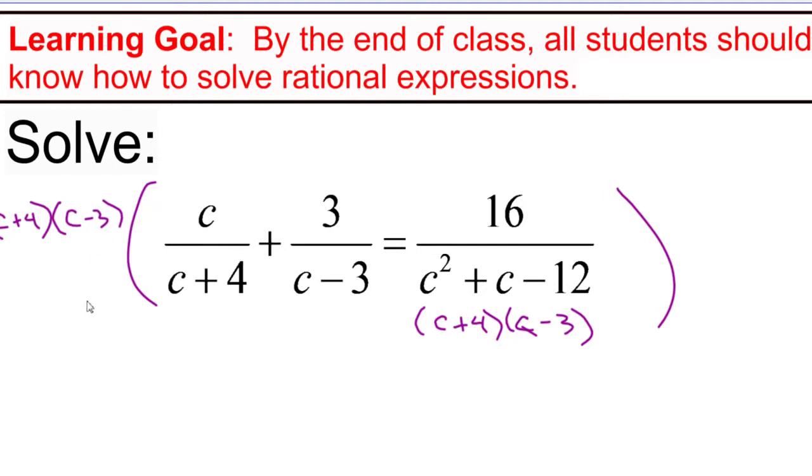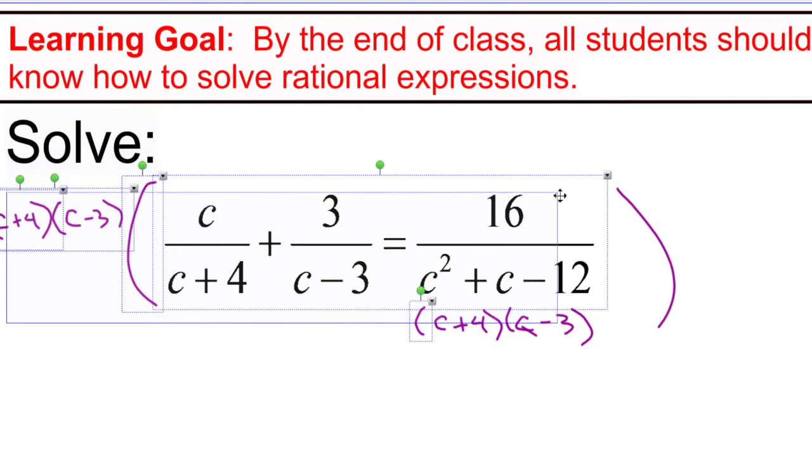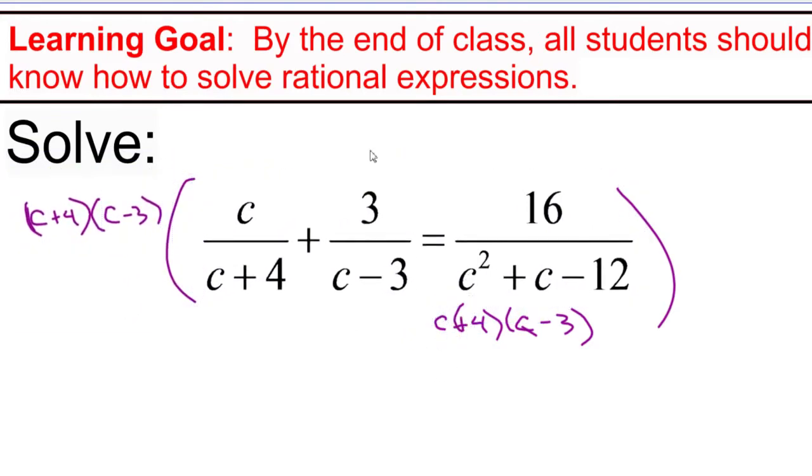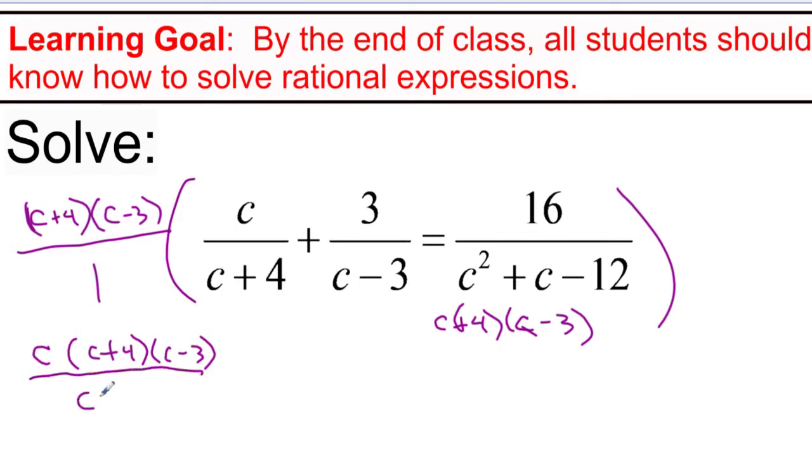Okay, so let's take a look. Let me move this over a little bit, okay, so that we can see all the values. Okay, so what we're going to do now is we're going to multiply. I'm going to say, all right, if I multiply c plus 4 times c minus 3 times this expression, here's what it looks like. c plus 4 and c minus 3 are all in the numerator. Okay, and remember this is over 1, so the denominator is not going to change. This is still over c plus 4. Okay, and then I'm going to multiply 3 times c plus 4 times c minus 3, and that's still over the denominator, which is c minus 3.